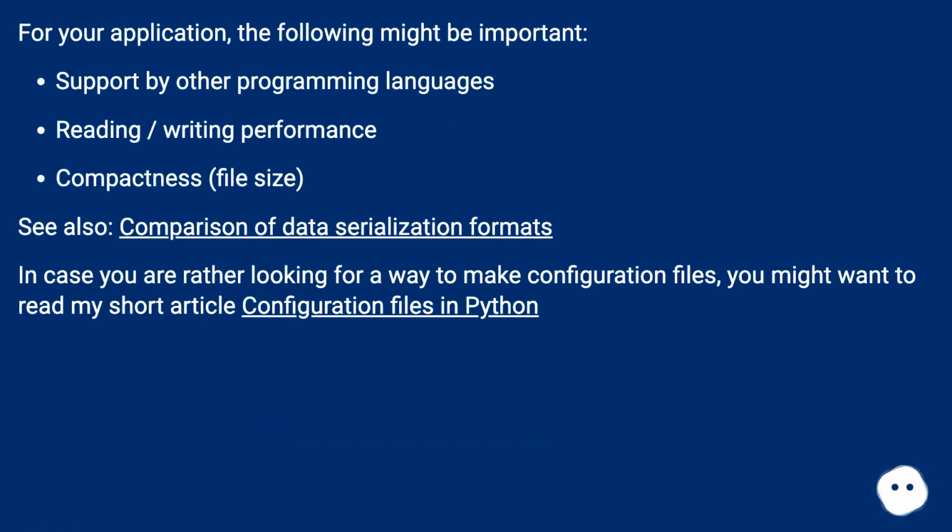For your application, the following might be important. Support by other programming languages. Reading or writing performance. Compactness, or file size. See also, comparison of data serialization formats. In case you are rather looking for a way to make configuration files, you might want to read my short article Configuration Files in Python.